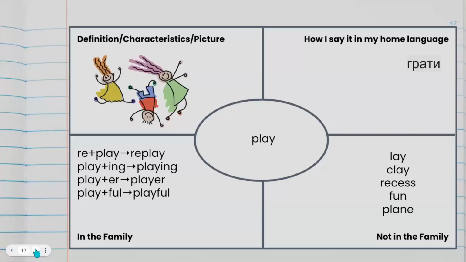So here's an example. If my base word is play, then what are some words that are in the family? And I'm going to build them out as word sums. So I have replay, playing, player, playful.